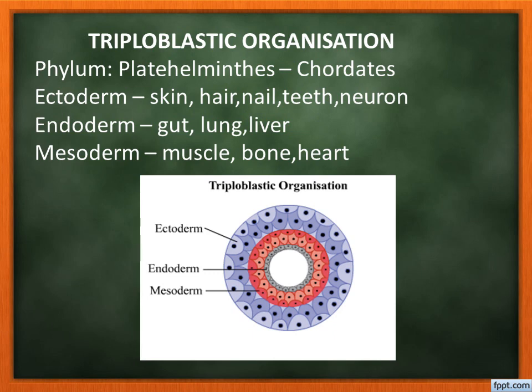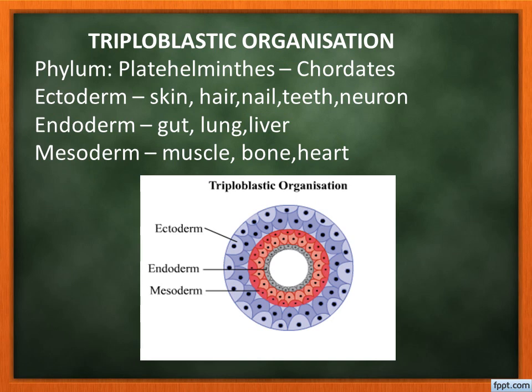For example, ectoderm will be converted into skin, hair, nail, teeth, as well as neurons also. Okay. Neuron is the structural and functional unit of the nervous system. And from the endoderm, the digestive system, gut, lungs, and liver will be produced. Right. And from the mesoderm, muscle, bone, and heart will be developed.